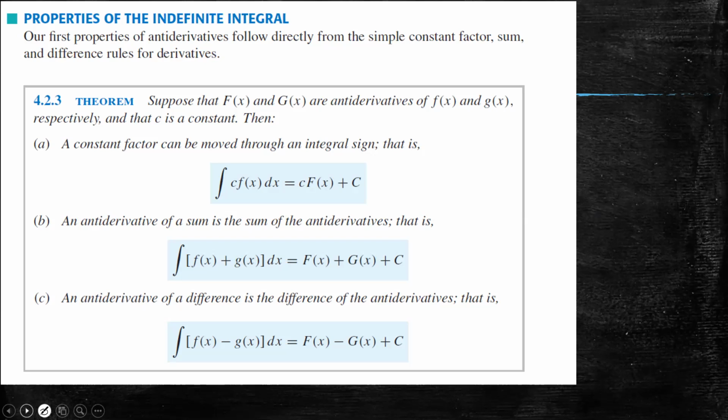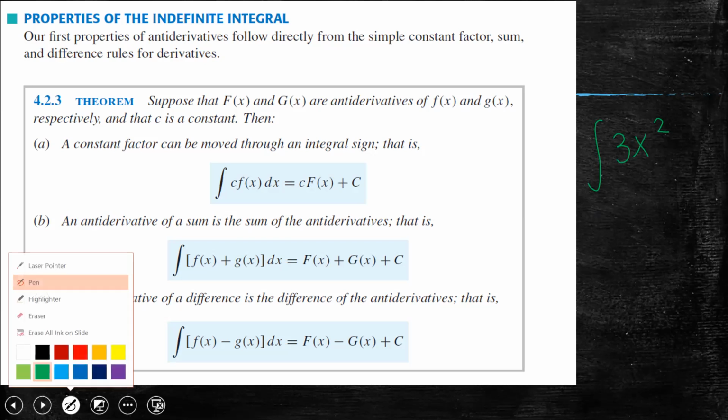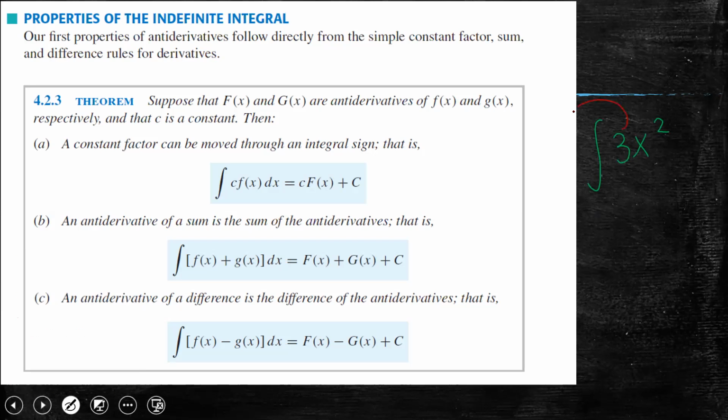What does it mean? If you have 3 integration of 3x squared, here you can't keep the 3 since it's a constant factor, so you can move the 3 outside the integral sign. So it comes like 3 integration of x squared.